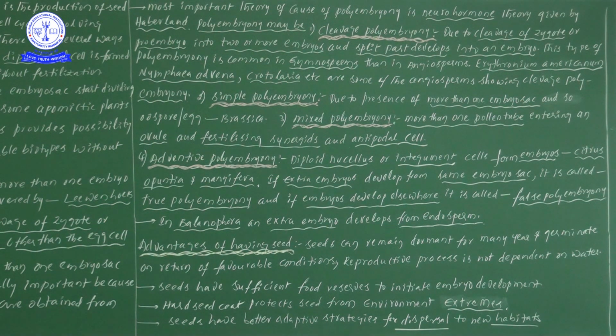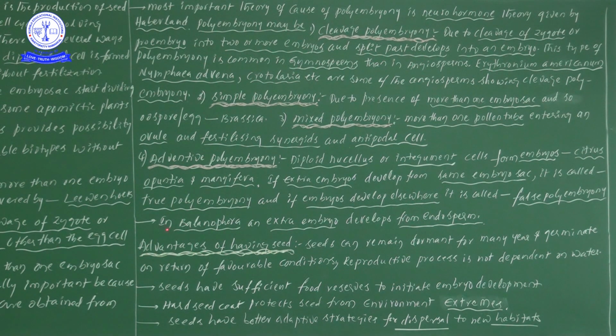Next, one more time, you see, if embryos are developed elsewhere, suppose a particular part is involved in the development of embryos, then that kind of phenomenon we will take as false polyembryony. Point to be understood: other than the embryo sac, if some particular part elsewhere is definitely involved in the development of embryos, that kind of polyembryonic condition we will take as false polyembryony. So this kind of false polyembryonic condition we will be observing.